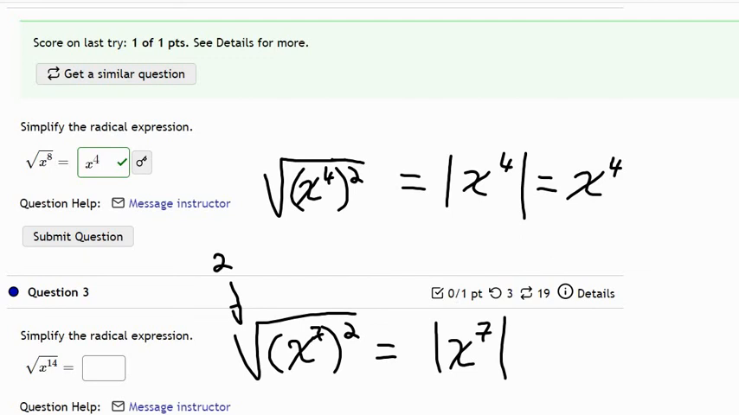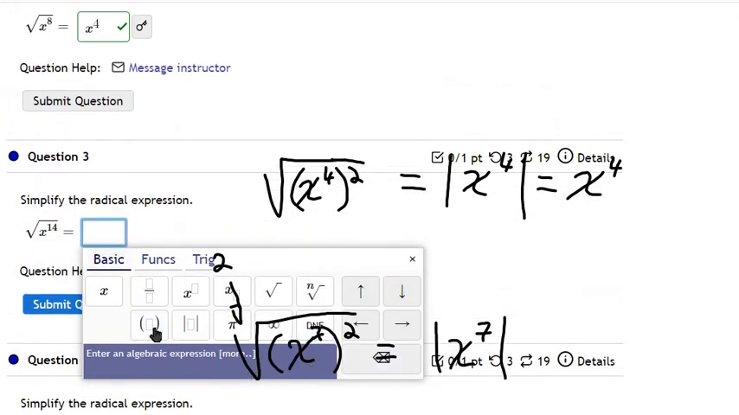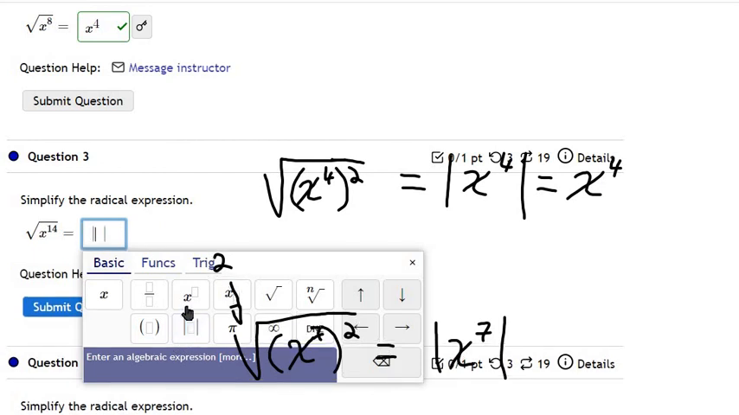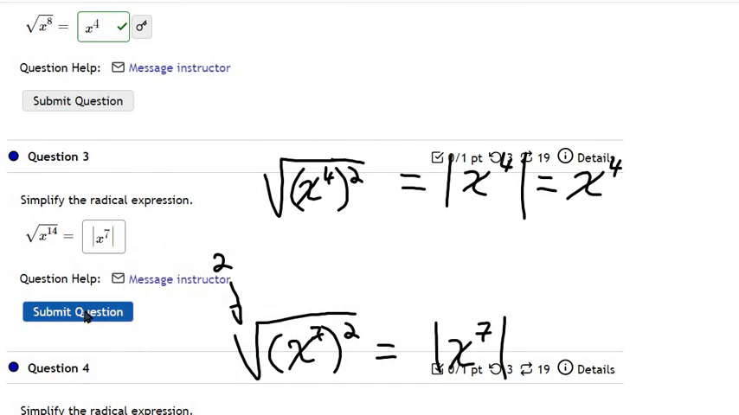So on this second question, number 3 actually, we have to keep the absolute value. We can't just write x to the 7th. We have to write the absolute value of x to the power of 7. And if it's an odd power and you don't keep the absolute value, you will be marked incorrect.